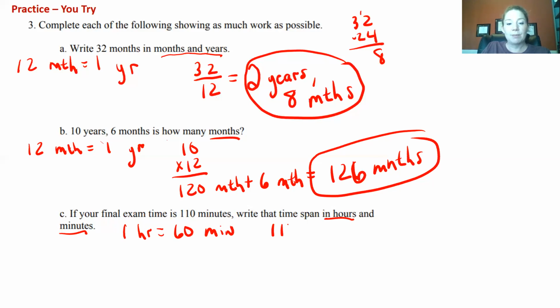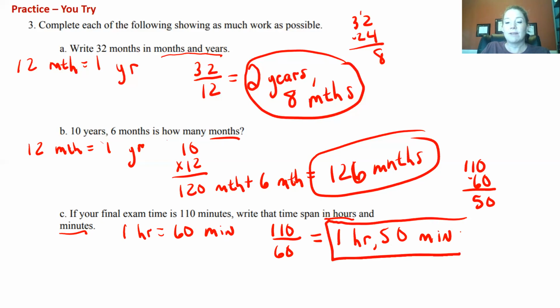Well, we want to know how many groups of 60 can we get out of 110? Well, really only 1, right? Only 1 hour. So if we pull out 60 minutes to make our 1 hour, that means we have 50 minutes left. So 110 minutes is equivalent to 1 hour and 50 minutes.